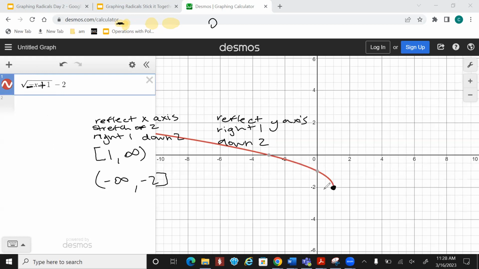Now what's going to be the domain on this one? Well, the domain goes from negative infinity to one. And the range goes from negative two to positive infinity.